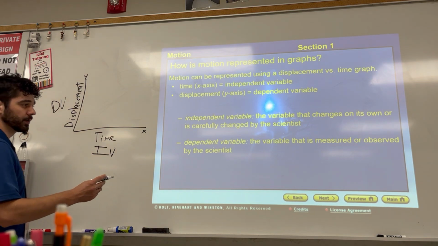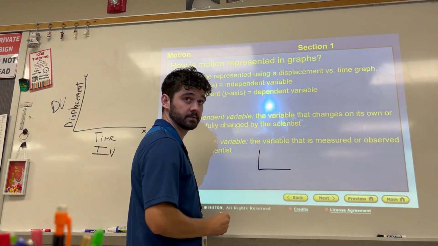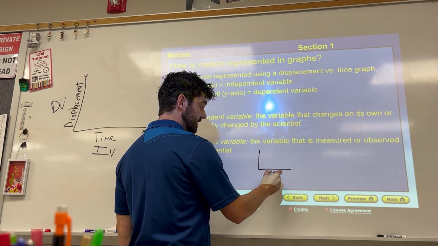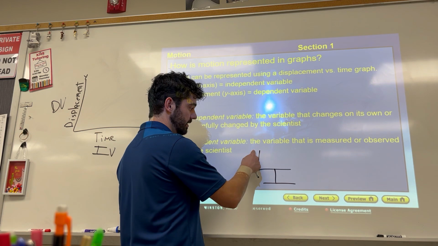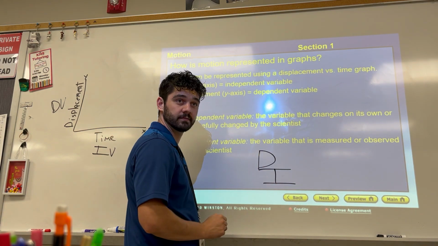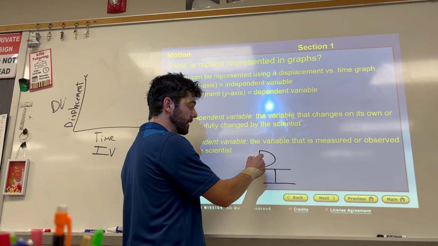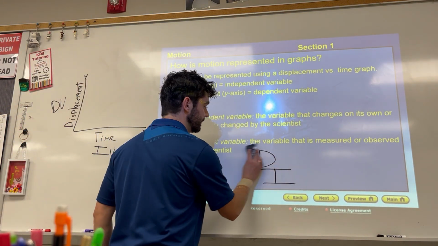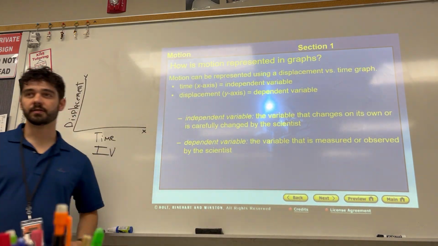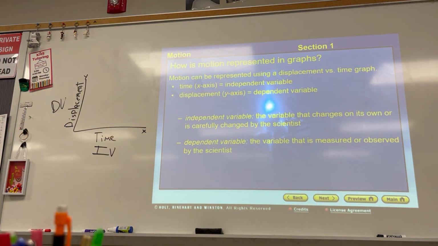A fun way you can remember which one goes where is if I have my graph with the x-axis, I can make a letter I for independent variable goes on the x-axis. On the y-axis, I can make the letter D, which helps me remember that the dependent variable goes on the y-axis. So that can be helpful maybe. So the independent variable is the thing that changes on its own or is changed by the scientist. The dependent variable is the thing we are measuring or observing, which in this case is time and displacement.